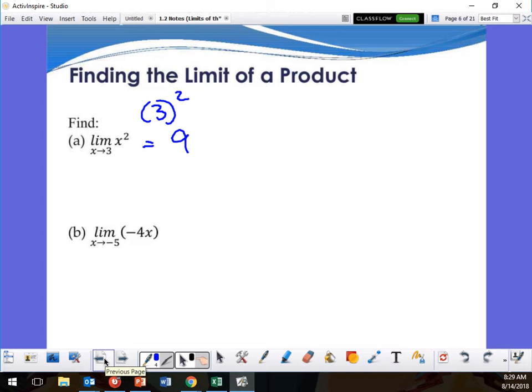The limit as x approaches -5. So it's basically -4 times -5. That's what it's saying to do. My c value is -5, so I'm plugging in -5 for the x's. Everywhere I have an x, I'm going to plug in -5. So the limit of this function right here is what? Come on, class. 20. Come on now, you guys got this.